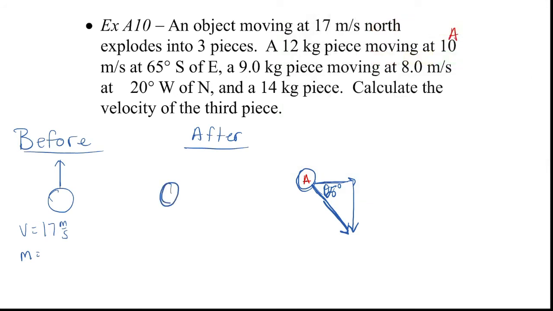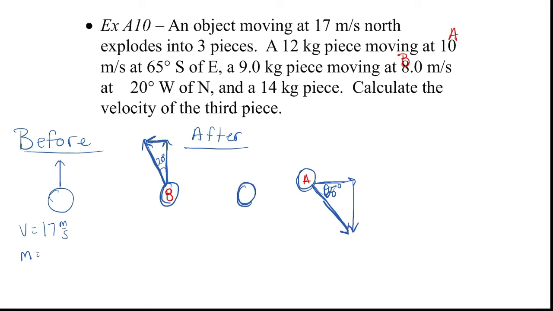The next one I'll call piece B, and that is going 8 meters per second at 20 degrees west of north. So that's kind of going up like that, and again, we'll just draw a right angle triangle here. That's 20 degrees right there. I'm going to call that piece B, just so I can keep track of all these different pieces. And then we'll call C the one where we don't know where it's going.